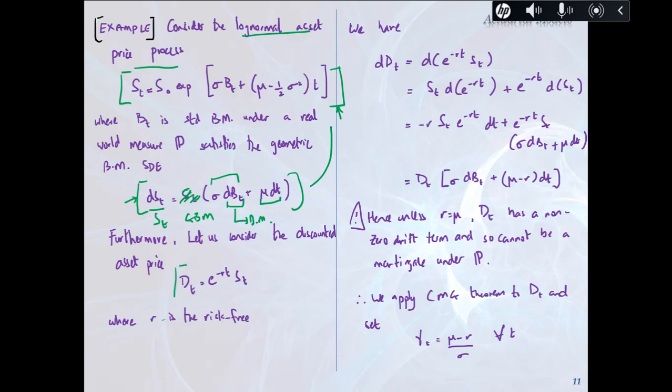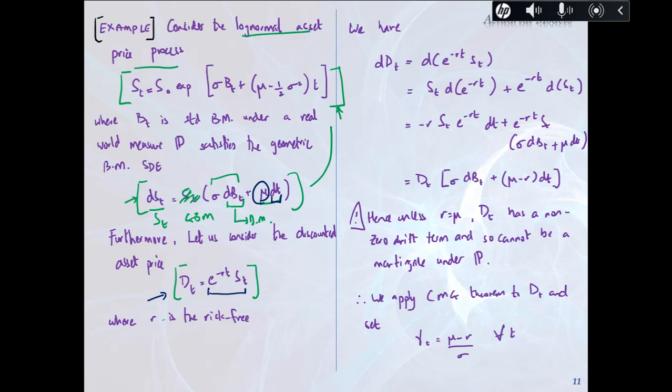We will consider a new process now. Dt is equal to exponential of minus rt times St. Perhaps you will be able to understand why we do this. We can observe that the mu here is the coefficient of dt, and having a drift here, the martingale property does not hold. So we apply a discounting factor here.